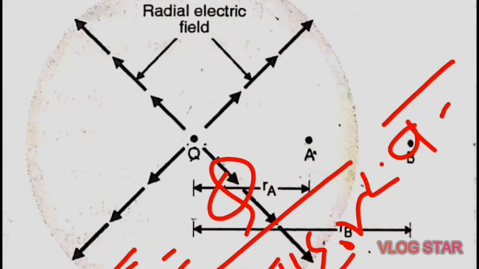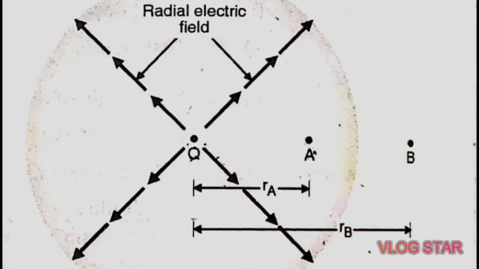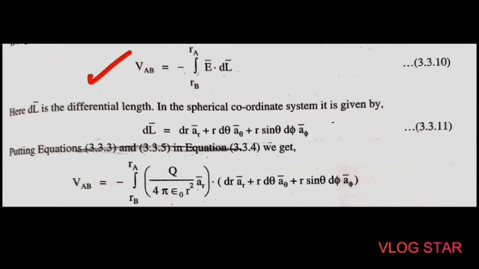Okay, then after that, the potential difference between point A and B can be calculated, which is VAB is equal to minus of integration RB to RA E bar into dl bar. Okay, so next if you want to define this dl bar, that is differential length, then we can write in a spherical coordinate system as dl bar is equal to dr AR bar plus r d theta a theta cap plus r sin theta d phi a phi cap. Okay, this is the differential length element in case of spherical coordinate system.